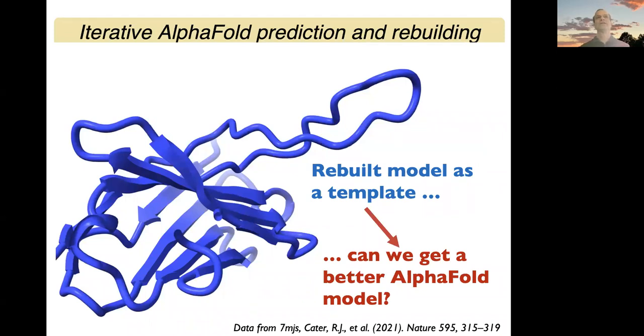So AlphaFold is able to take information like the backbone positions of another structure. And actually, as a default in many systems, AlphaFold prediction goes to the PDB and finds all the similar structures, all the similar sequences, and uses those structures as templates. That's a common method. Well, suppose we use as a template our rebuilt model. And the question is, can we get a better AlphaFold model by doing this? So let's do that.